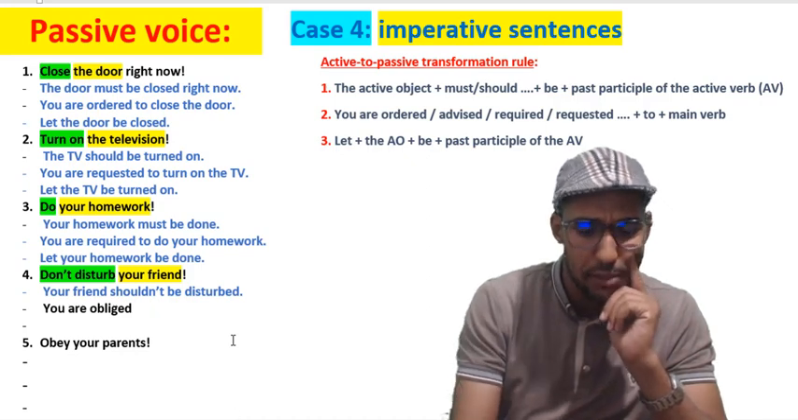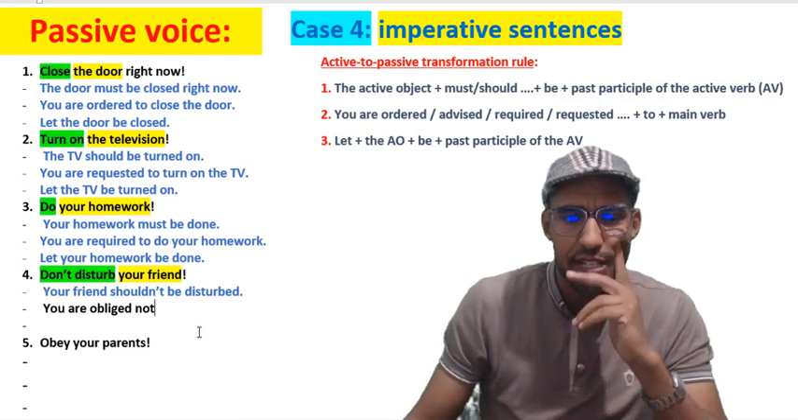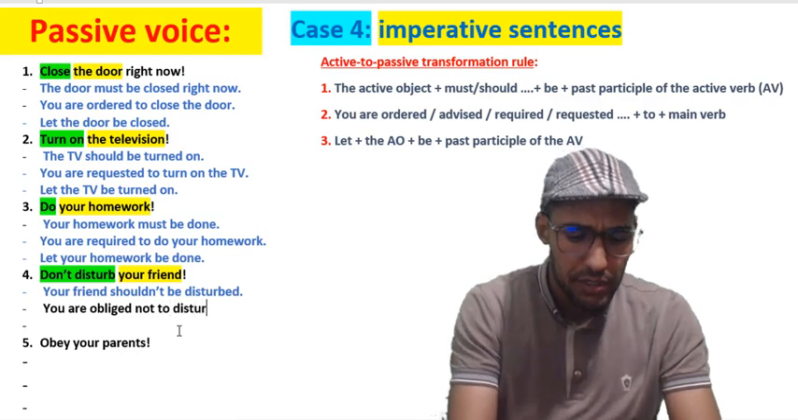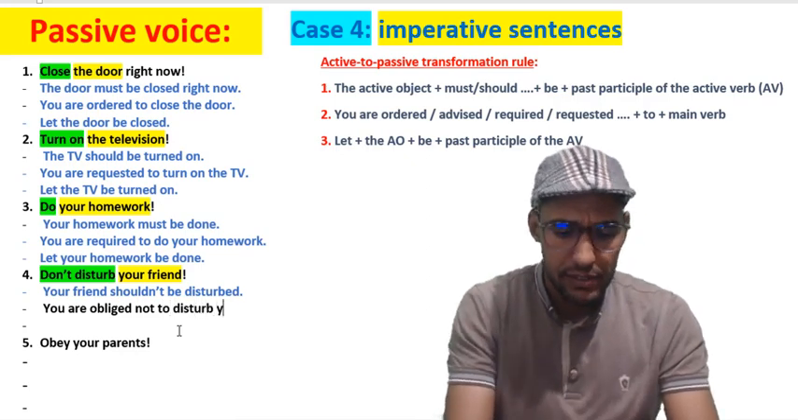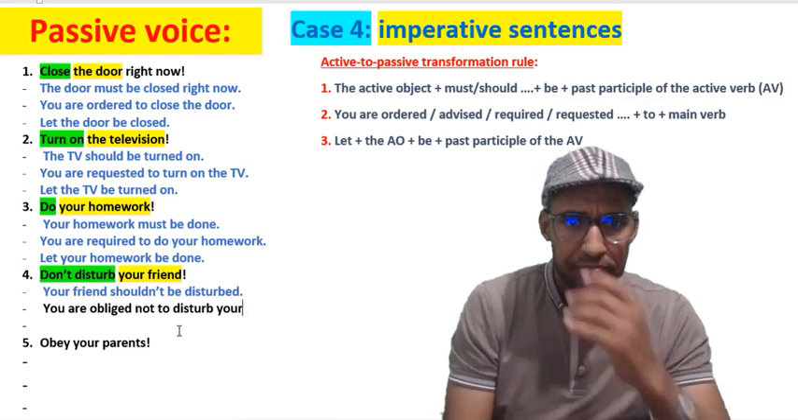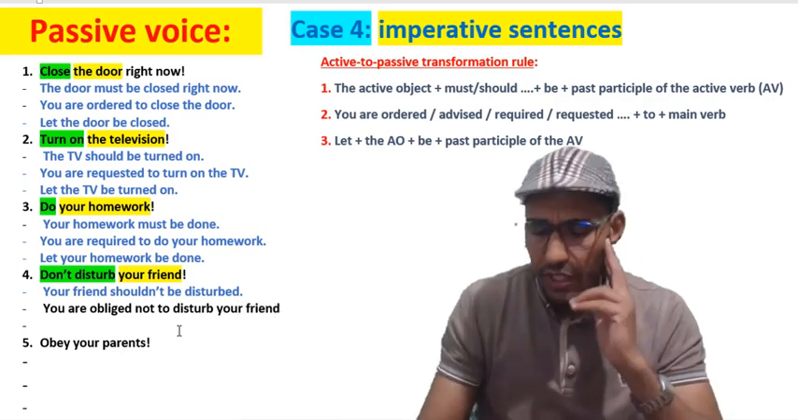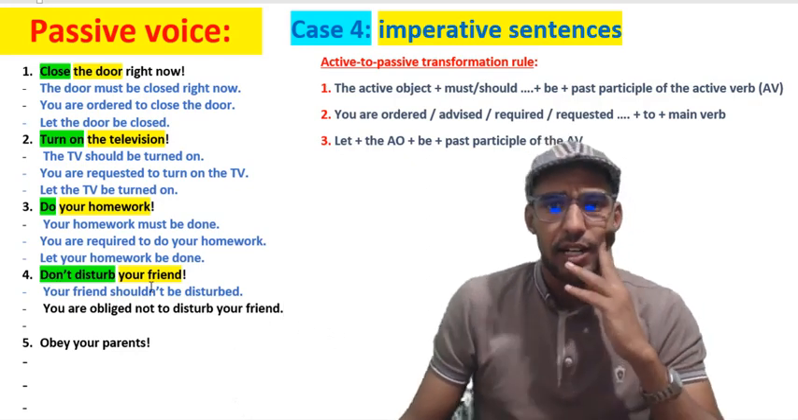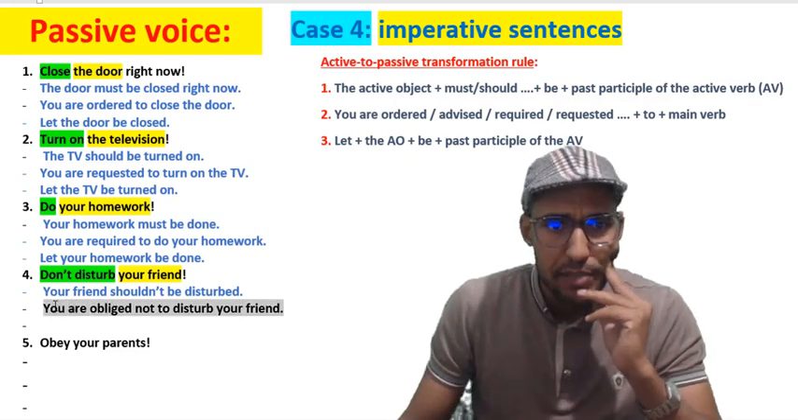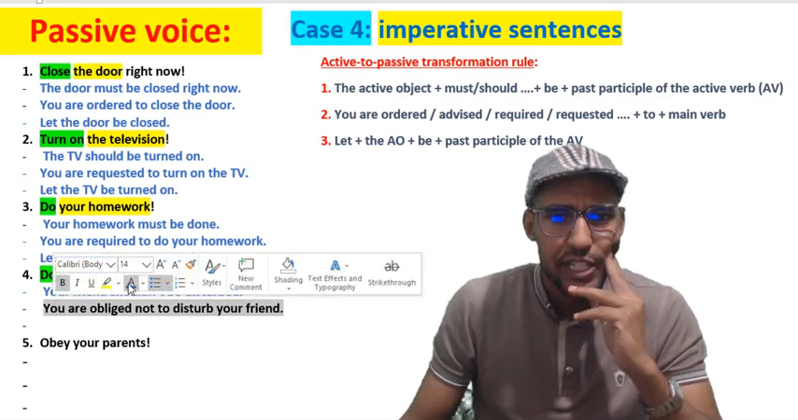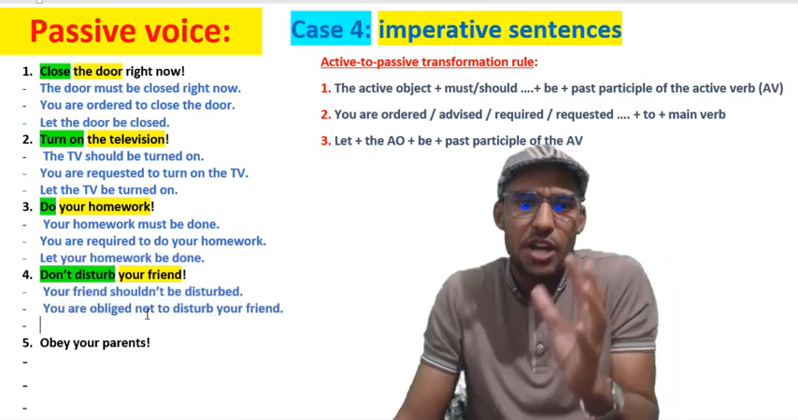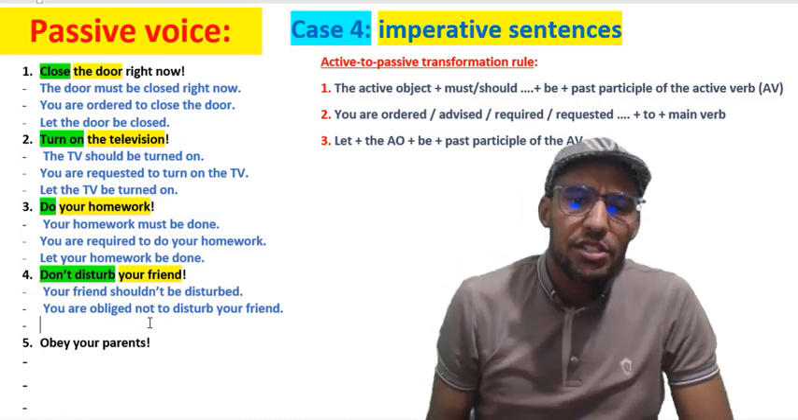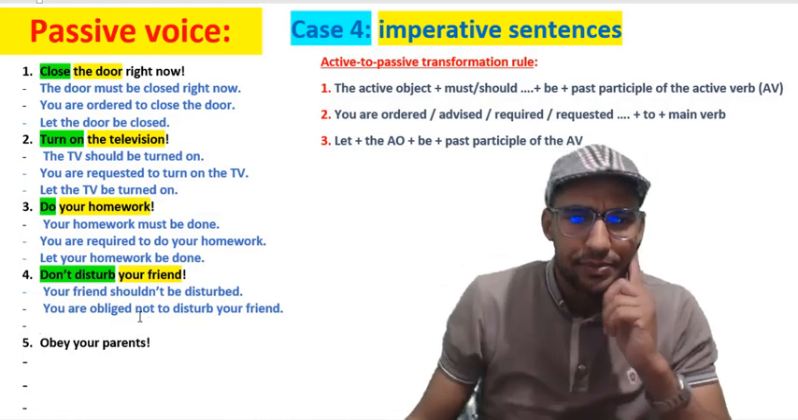not. We have to keep the negation as it is, guys. You're obliged not to disturb your friend. We have added not here, guys, because we have a negative imperative statement. The imperative statement here is in the negative form, so we should keep not right after the verb. You are obliged not to disturb your friend.